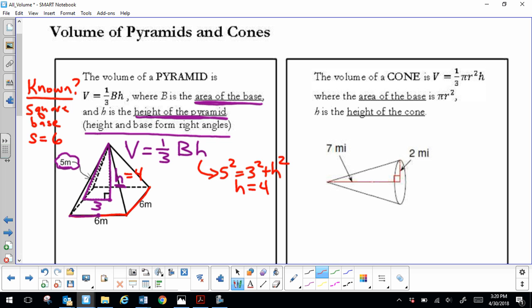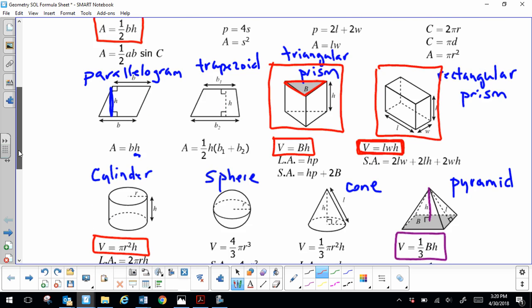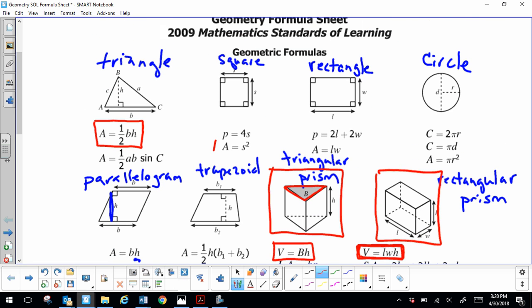We also need the area of the base. Well, I've got an area formula. I'm going to go back to my formula sheet. The area of my square is right here. It's equal to s times s, or side times side. It plays the same kind of role as the area of a rectangle, length times width. If you consider this the length and this the width, the same process would be in play, right?